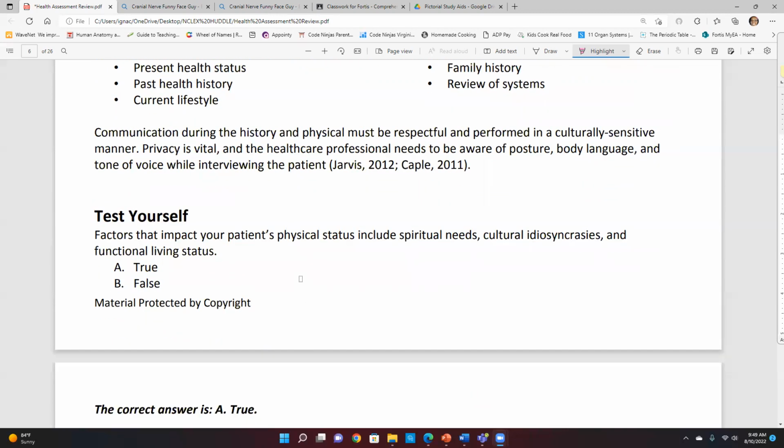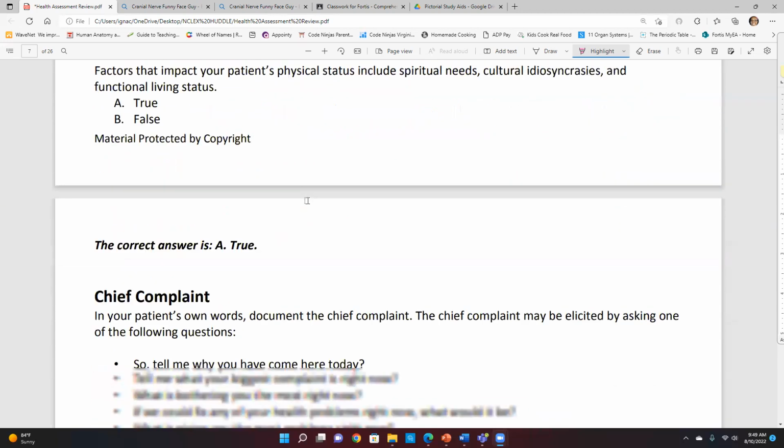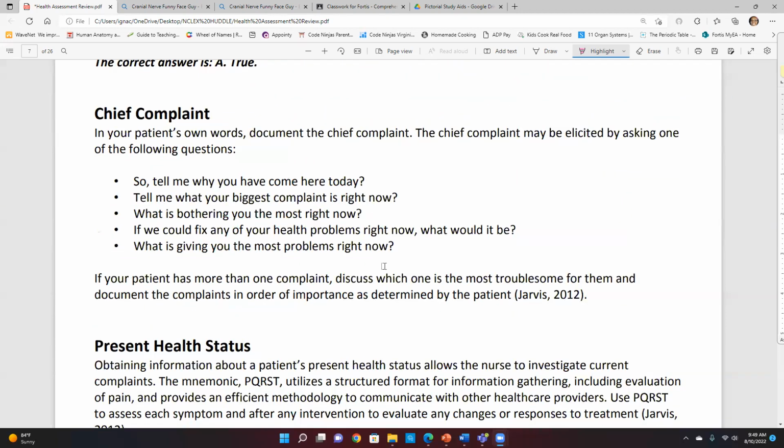So here is a test yourself kind of question. So factors that impact your patient's physical status include spiritual needs, cultural idiosyncrasies, and functional living status. And yes, that is true. One of the things NCLEX is going to test you on is cultural competence. Are you able to understand a patient's culture or their religious background and respect that and then understand how it's going to impact their care? So that's going to be something that's really, really important.